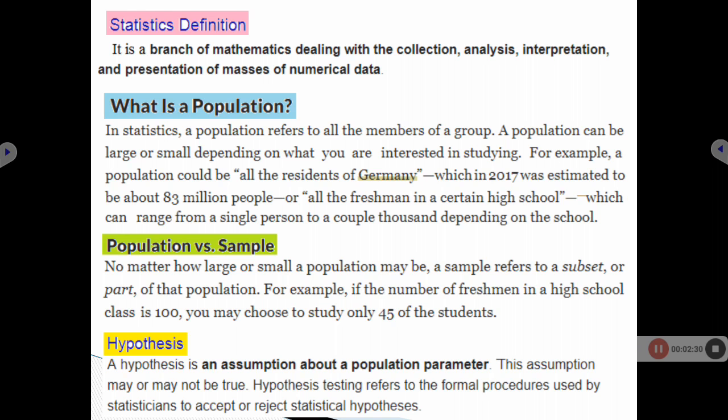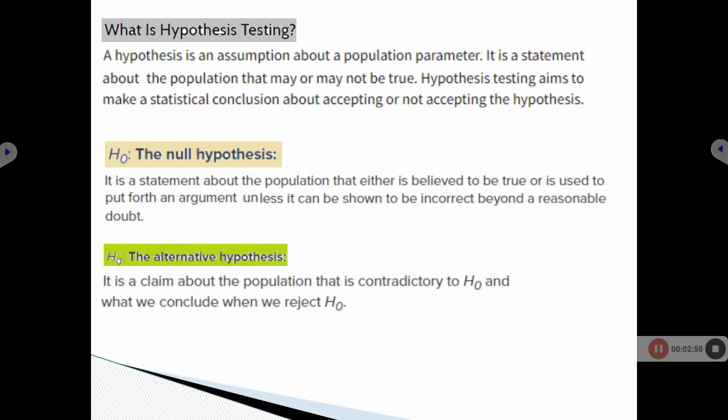So the next one is hypothesis. A hypothesis is an assumption about a population parameter. This assumption may or may not be true. Hypothesis testing refers to the formal procedure used by statisticians to accept or reject a statistical hypothesis. So what is hypothesis testing? A hypothesis is a statement about the population that may or may not be true. Hypothesis testing aims to reach a statistical conclusion about accepting or not accepting the hypothesis.